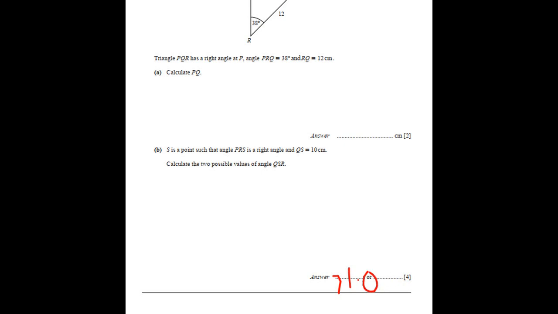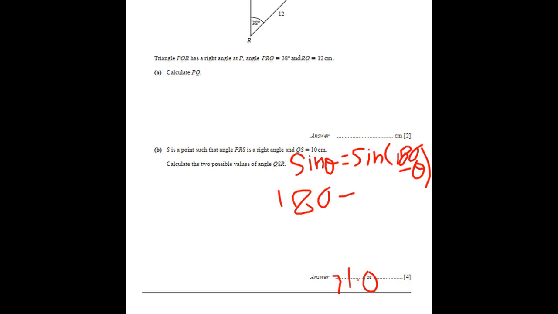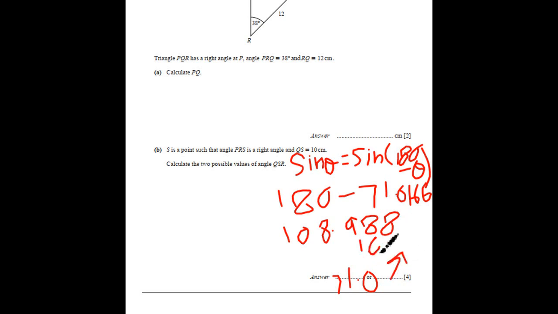Now how will we find the next answer? We know the formula, sine theta is equals to sine of 180 minus theta. So if you subtract your answer from 180, you'll get the second answer. So you'll do 180 minus the answer we just got, 71.0166. Use the unrounded answer. When I do this, I get 108.9833, and that when rounded off gives us 109.0, because angles need to be rounded off to 1 decimal place, and that's all.